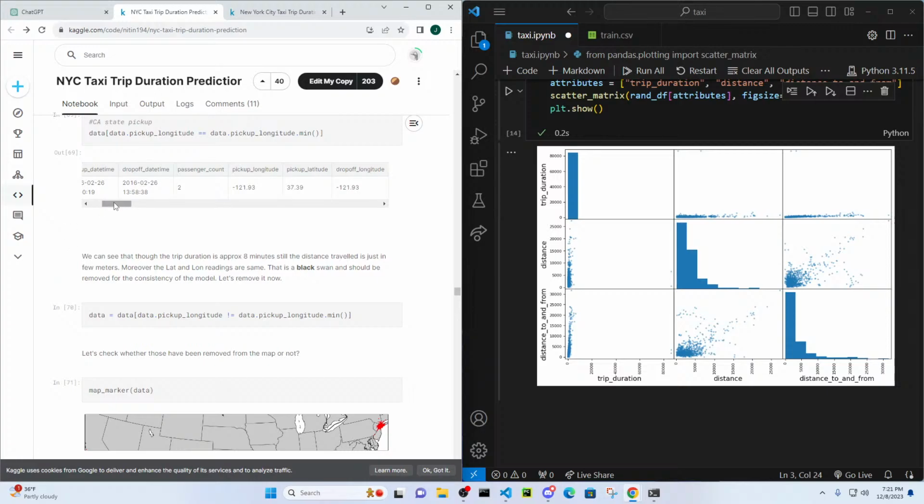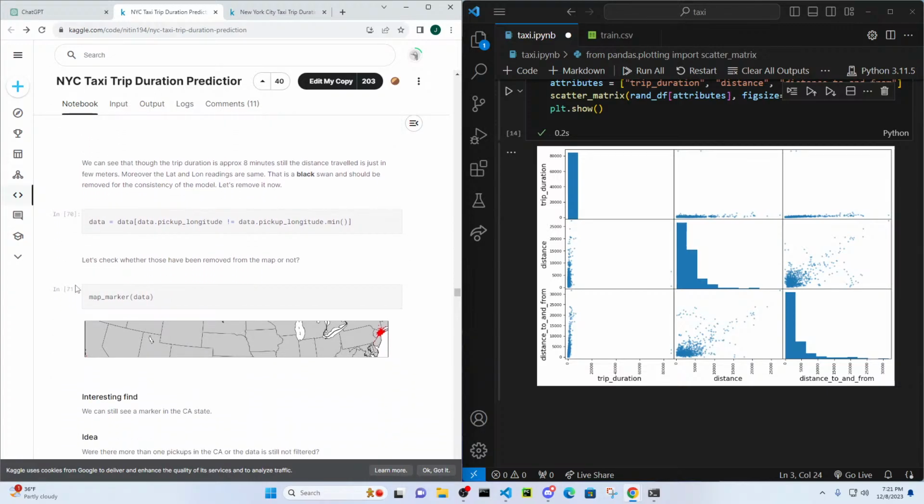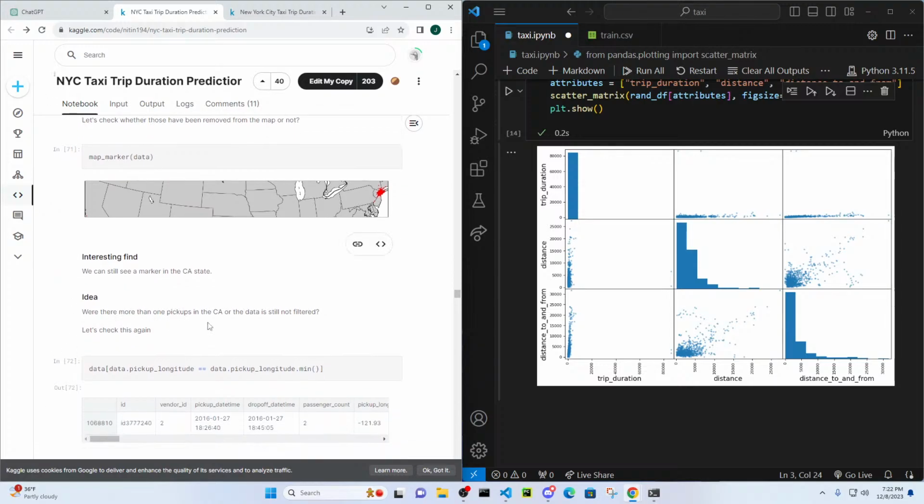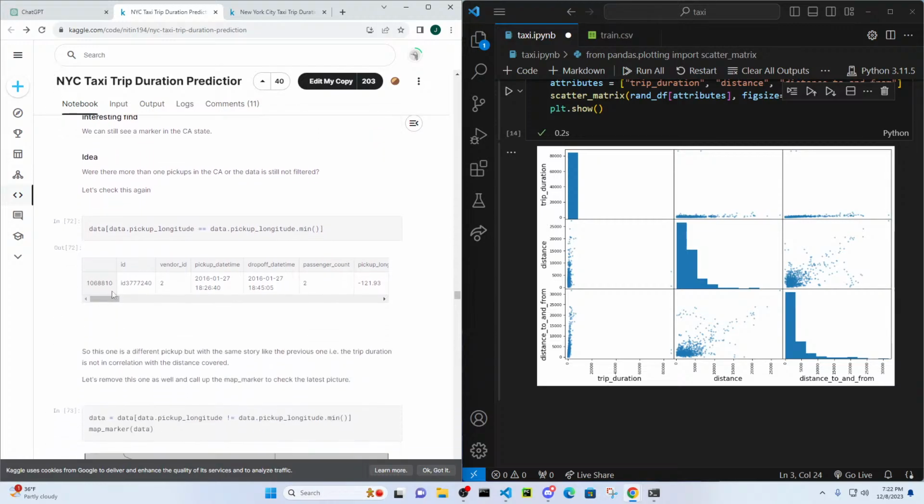Okay. Let's check whether those have been removed from the map or not. Interesting. We can still see the marker in California. Were there more than one pickup in California, or is the data still not filtered? Let's check again.